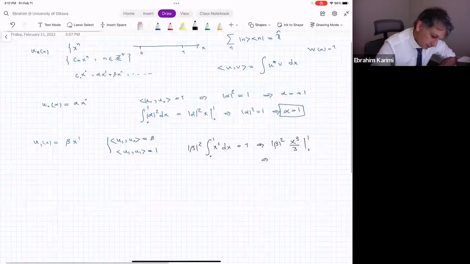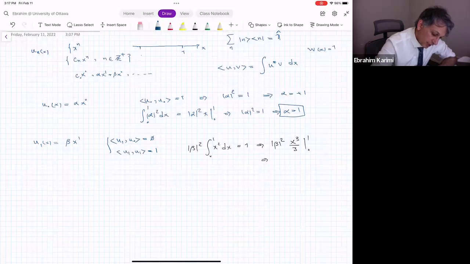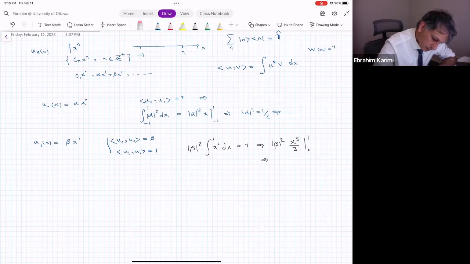No one said no. We assume that it's from -1 to 1. That was what previously we had. So that was from -1 to 1. That will be 1 divided by 2, that will be 1 divided by 2 power of 2. So we got alpha equal to 1 divided by square root of 2.